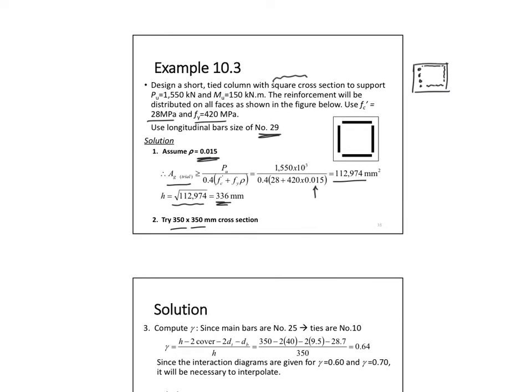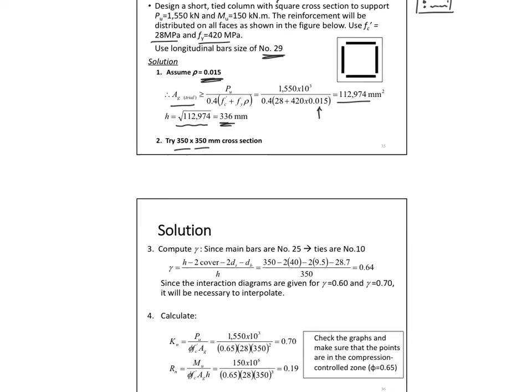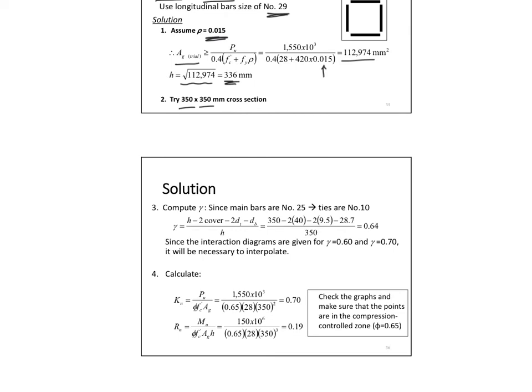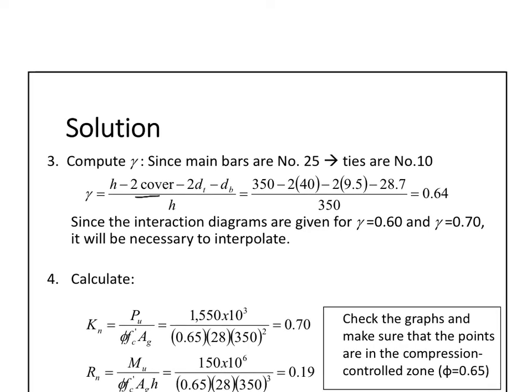Next is to calculate my gamma of the section. Now I know that H equals 350. I just minus the two covers and minus the two diameters, which would be phi 10. Why phi 10? Because this is less than phi 32. And then minus half a bar and half a bar, that's a full bar, 28.7, divided by H, that's equal to 0.64. Now, in the interaction diagrams, I have a 0.6 interaction diagram and a 0.7 interaction diagram.